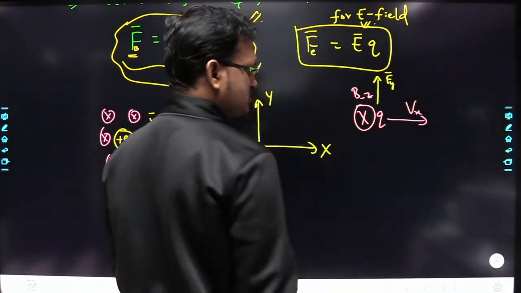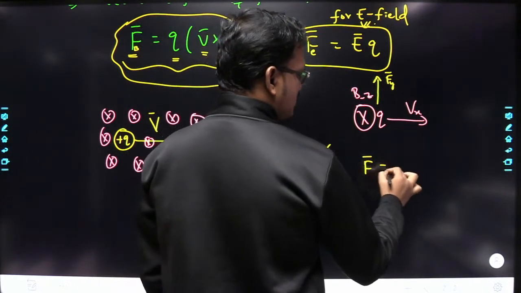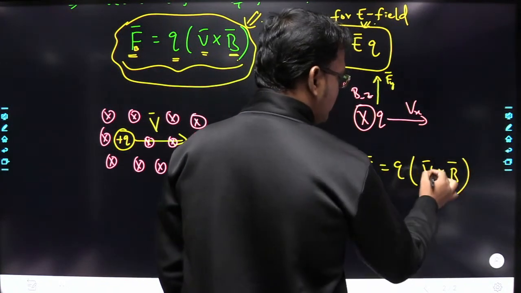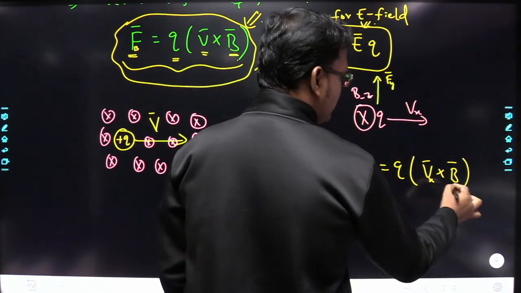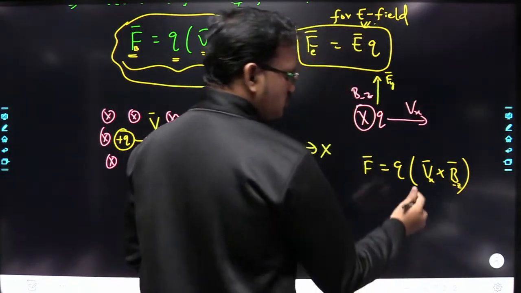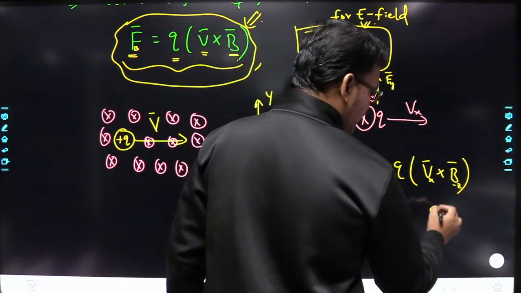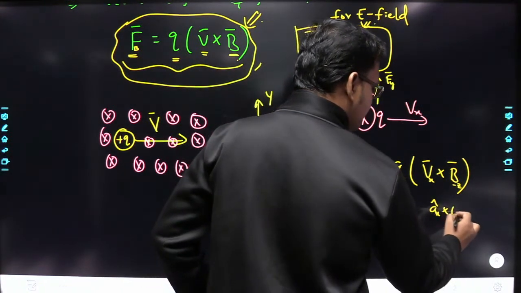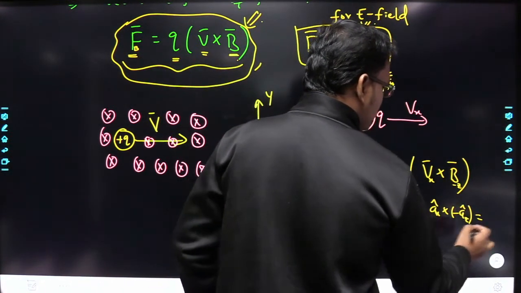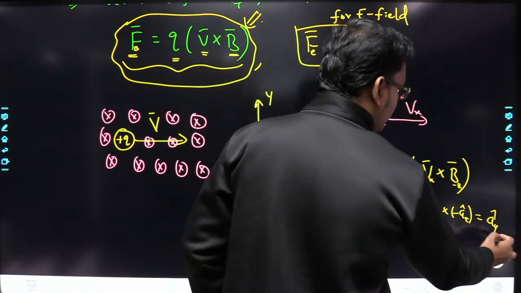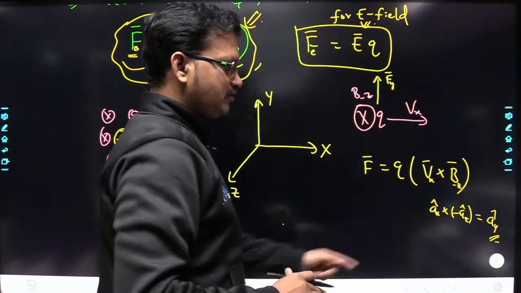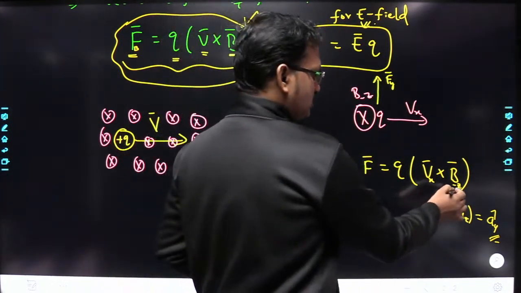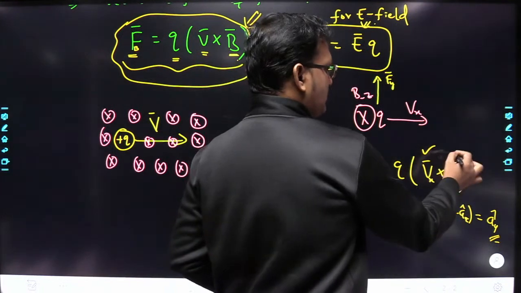See, F is equal to Q into V bar cross B bar. V is along the x direction and B field is along the negative z direction. So you can do x cap cross minus z cap, that is ax cap cross minus az cap. What are you going to get? You are going to get ay cap. In this manner you can find the resultant force direction. This is nothing but the cross product between V bar and B bar.